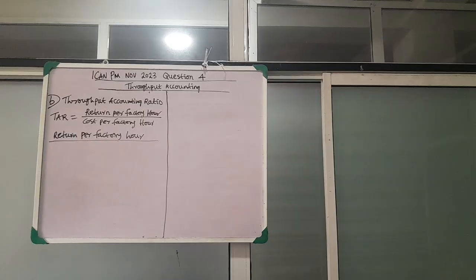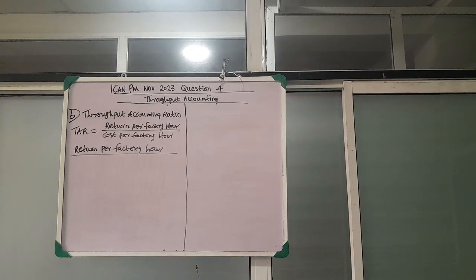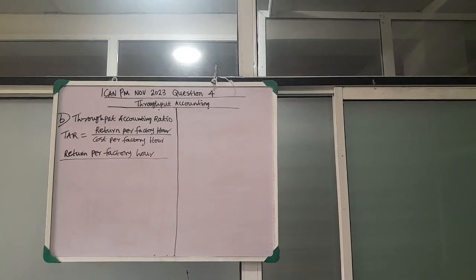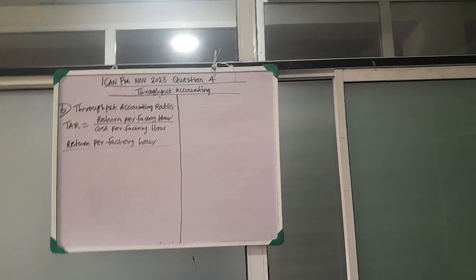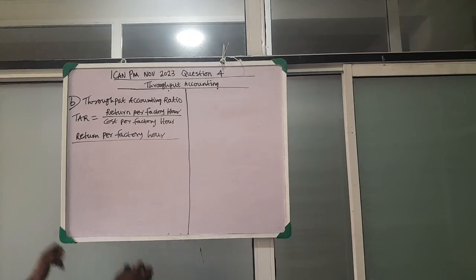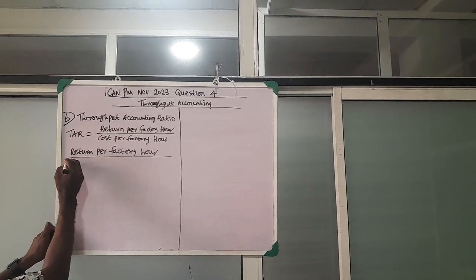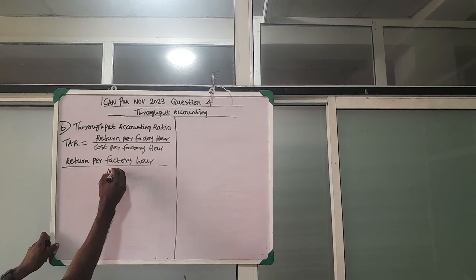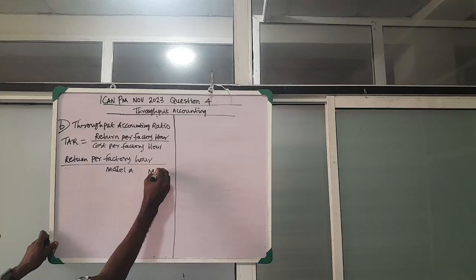In computing our return per factory hour, we are going to consider getting the throughput per unit. After getting our throughput per unit, we will get the machine hours per unit, which we already have. So throughput per unit first. Let's get this model A. Then I have model B.